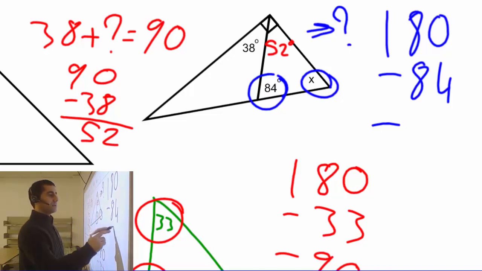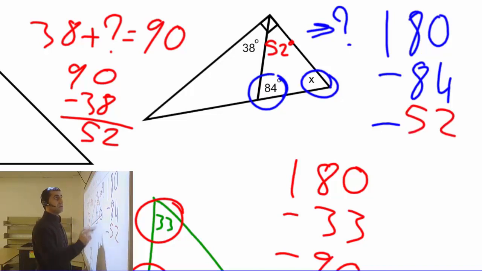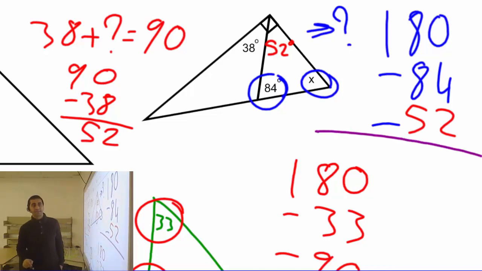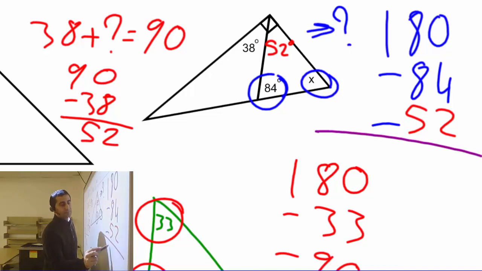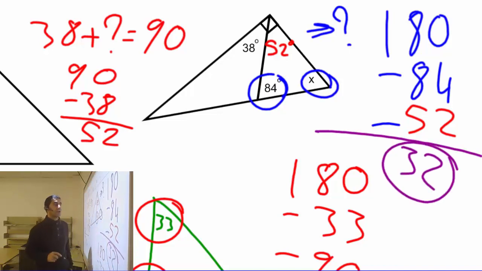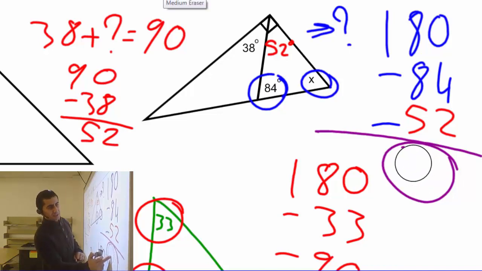Now I can subtract that. What do I get? So the X is 32. So you really need to know only, it's not 32. 180 minus 84 minus 52. 44. Yeah, that's right, I guess.